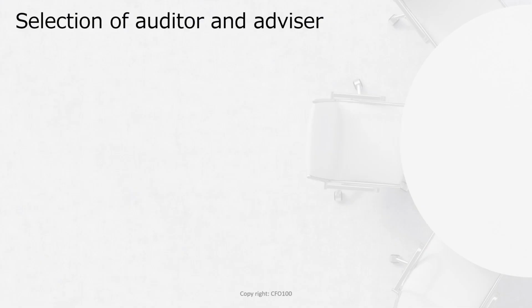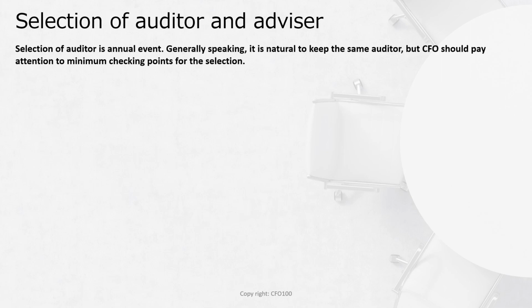Selection of the auditor is an annual event in which the CFO needs to make decisions. This selection is annual routine work, so there are no specific discussion points in general. However, the CFO should pay attention to basic checking points for that selection, because the wrong selection creates a lot of unnecessary burdens, and it sometimes breaches legal requirements as well.